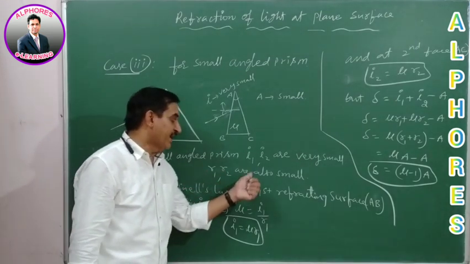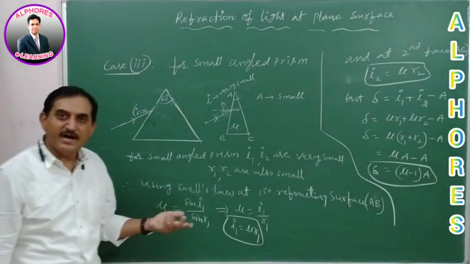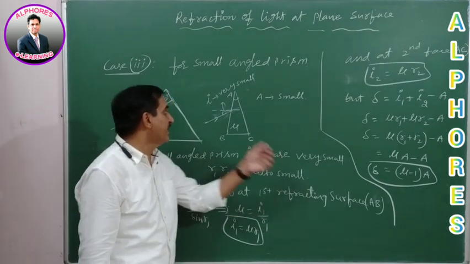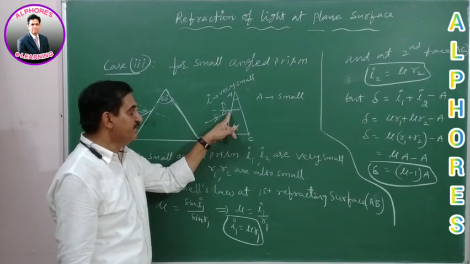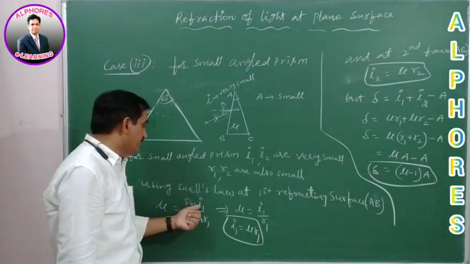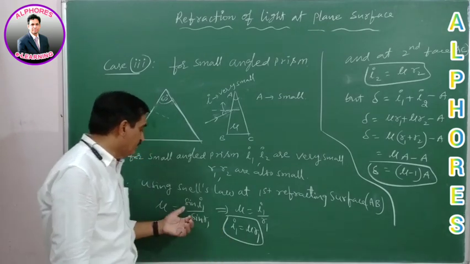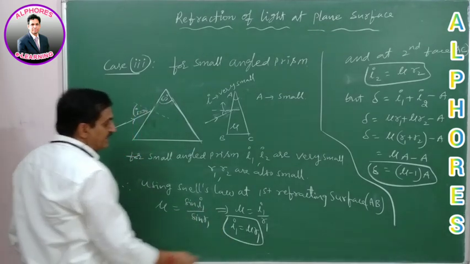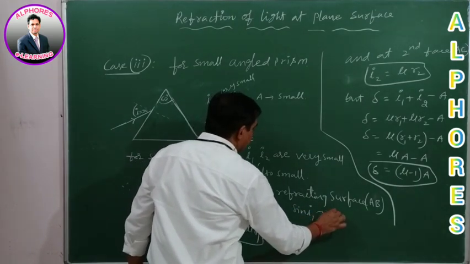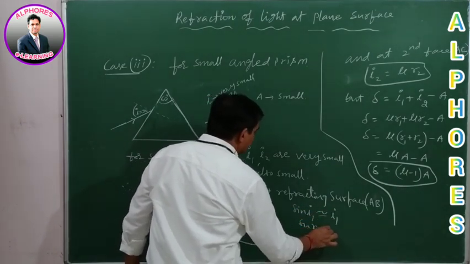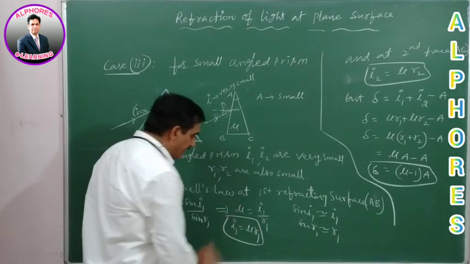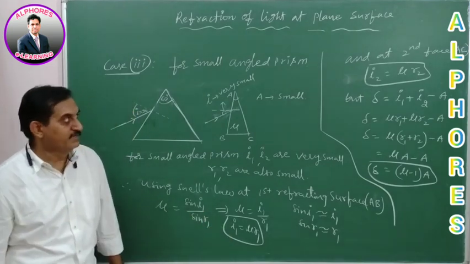R1, R2 are also small. If I1, I2 are small, R1, R2 will also be small. So using Snell's law at the first refracting surface AB, mu is equal to sin I1 by sin R1. I1 and R1 are very small. Therefore, sin I1 is taken to be I1 and sin R1 is taken to be R1. Therefore, mu is equal to I1 by R1, so I1 is equal to mu R1.